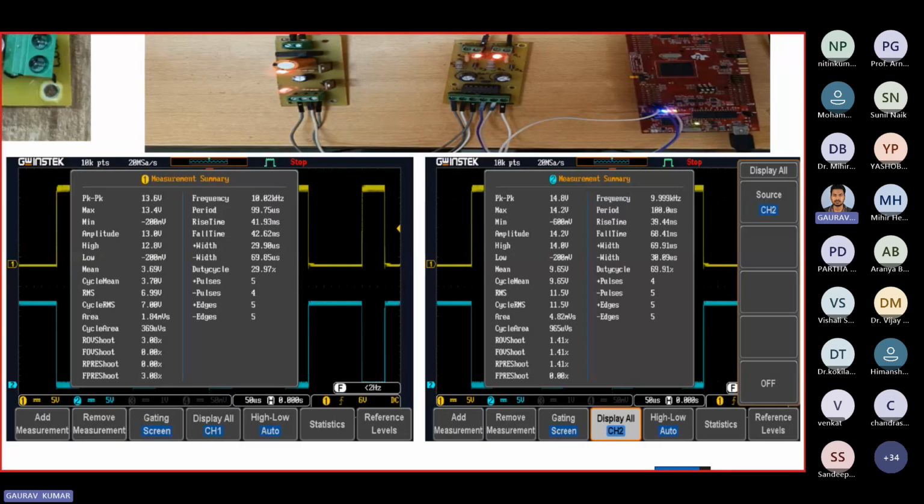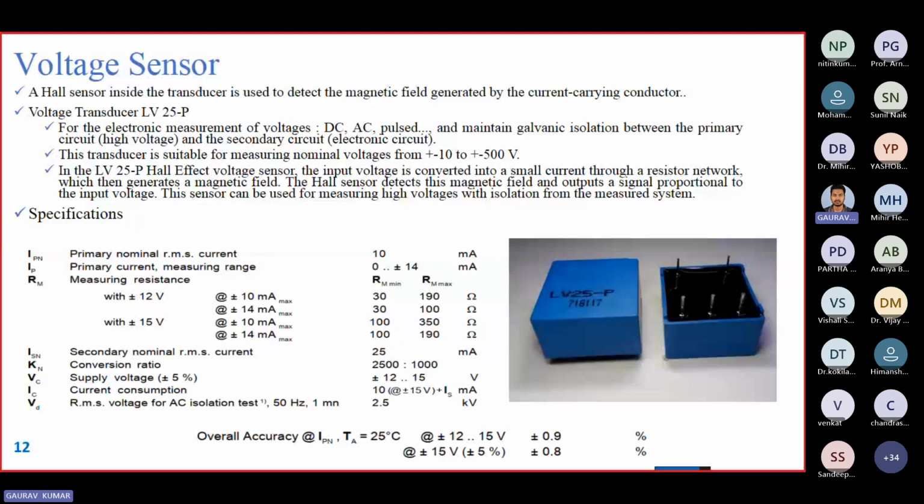Moving on to the next slide: voltage sensor. How is the voltage sensor designed? This is the voltage sensor which can sense bipolar voltage, around plus minus 10 volt to plus minus 500 volt. It works on the principle of the Hall effect.